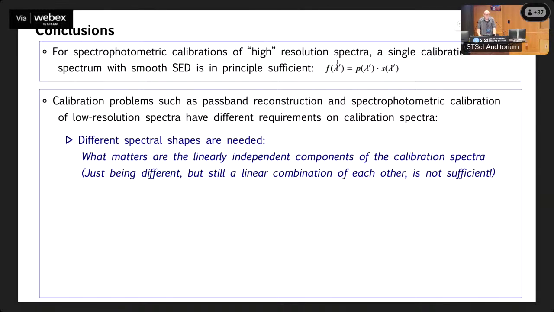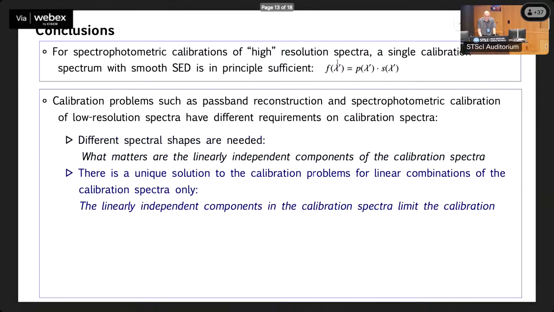Well, first of all, different shapes of the spectra for the calibration are needed. And we can be more precise here. It's not just different spectra. We need different linearly independent components in the spectra. So it's a problem of the dimensionality of the calibration spectra. Adding a different spectrum, which still is a linear combination of the spectra we already have, will not result in any improvement in this sense of the calibration.